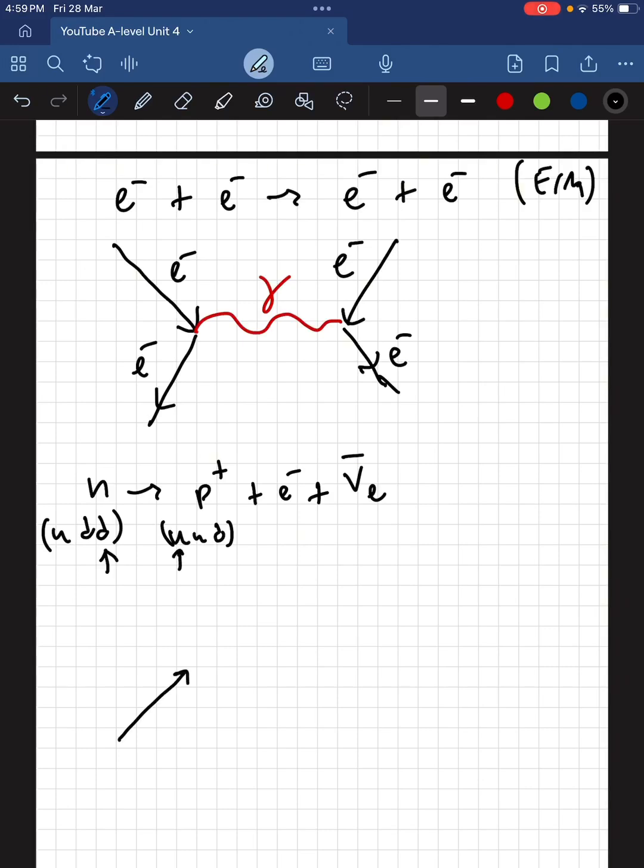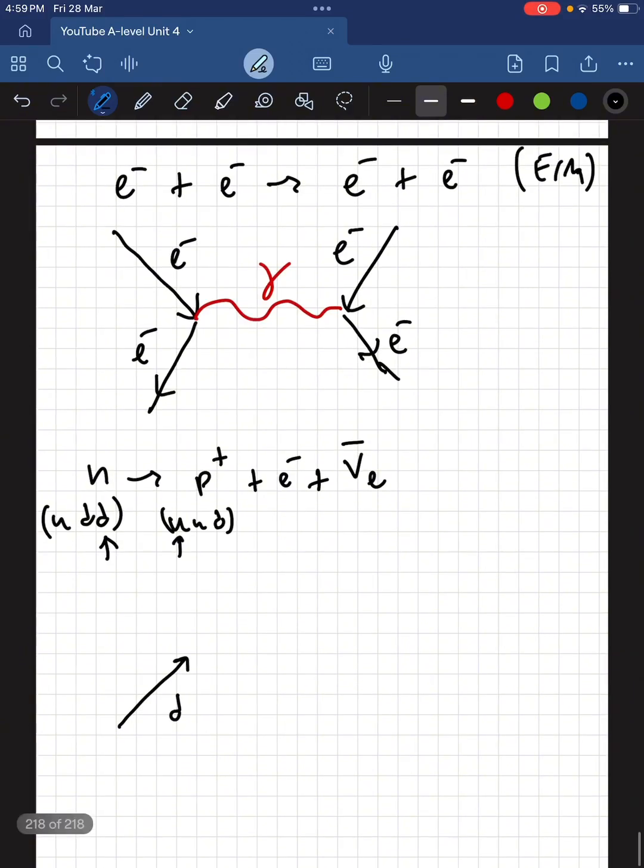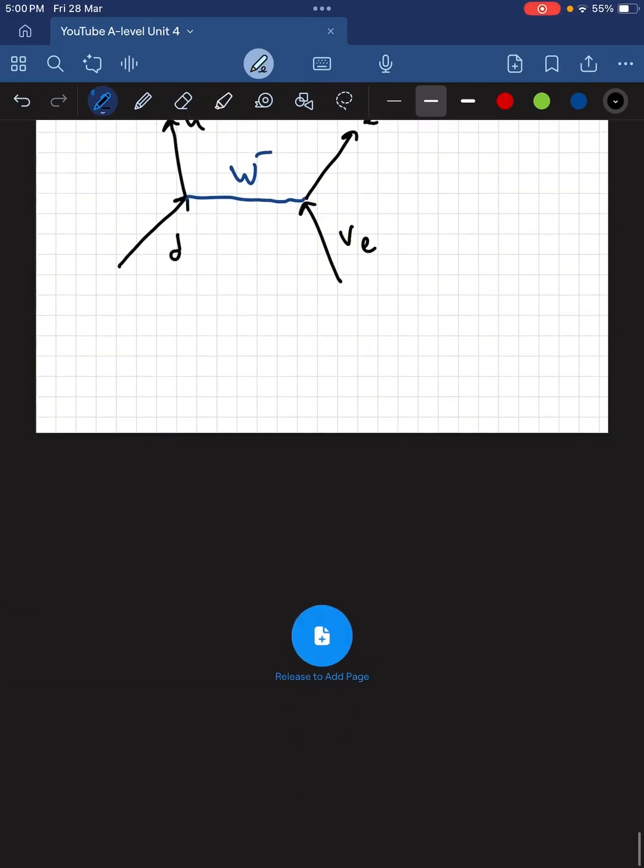So this happens as follows. We have a d quark and an electron neutrino, okay, coming in. They exchange, let's use blue, they exchange a W minus boson, I'm sorry, and then we have a U quark. So we have the conversion of a D quark into U quark, and we also have an electron going out in this direction, okay? So this is an example of a weak interaction.